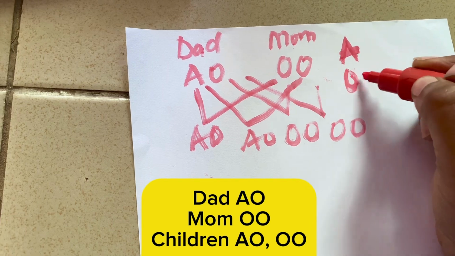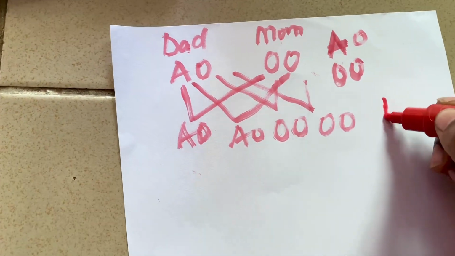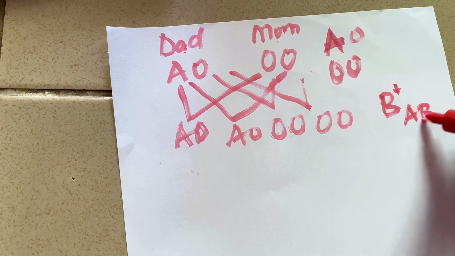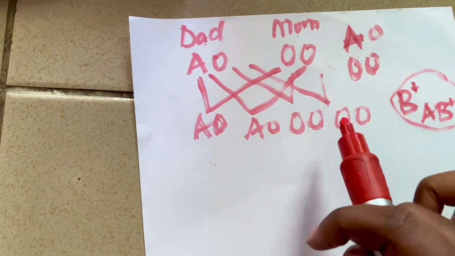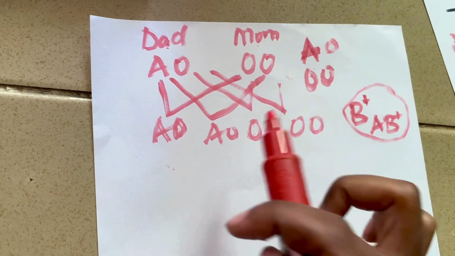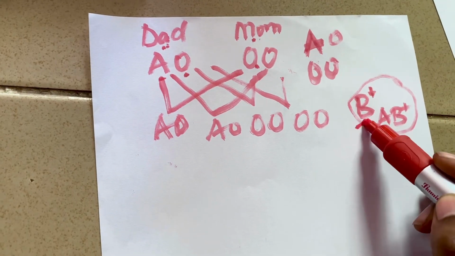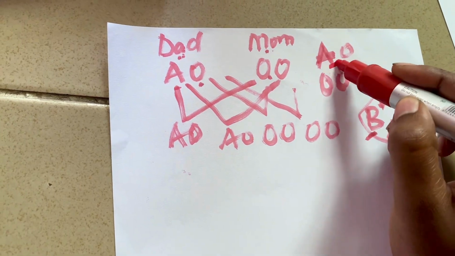A and O. So if there is a child here that has a B, or a child that has an AB, thank you so much for looking after the children of the country. That child is not yours. As a father, if you too have these blood groups, you shouldn't expect a B or an AB. Your kids should be A and O.